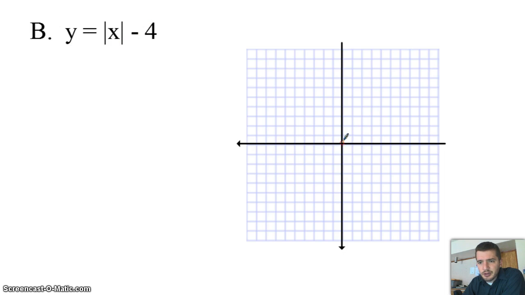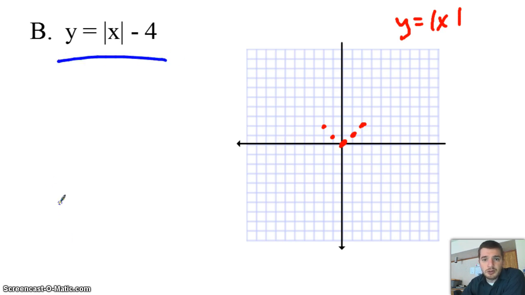I'll do it in red. So here's the parent graph. Absolute value of x, which would look like this. Okay, and now again in blue, I will do the translation of the transformation. So again, I'm going to take this whole graph. This is outside the parentheses, and again, outside never changes. Whatever you see is what you get. So this is -4, so we're going to go down 4 units.